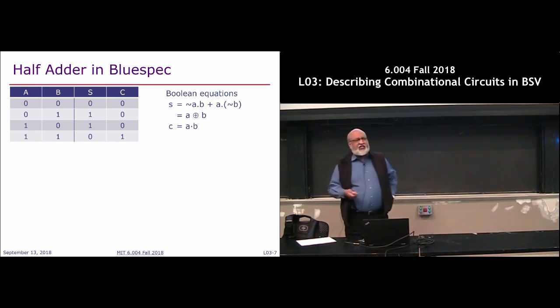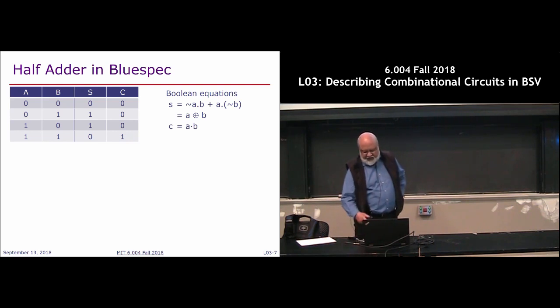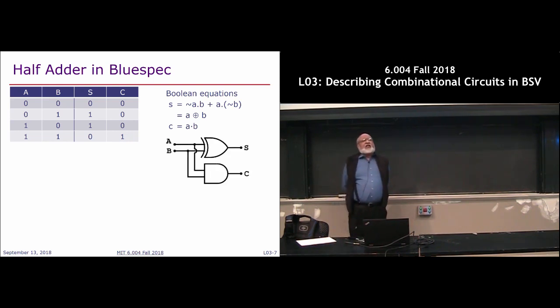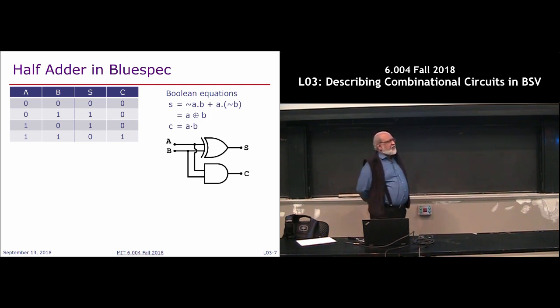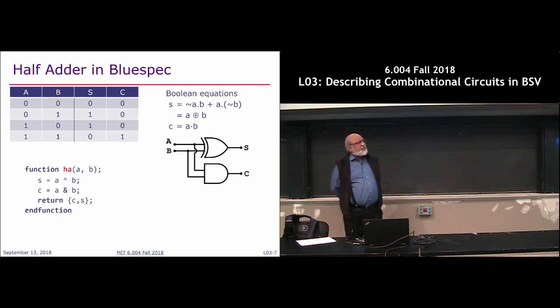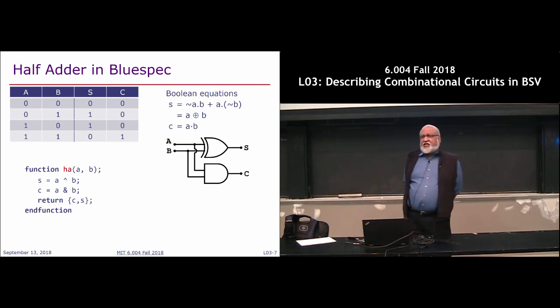But now where does BSV come into this? Where does BlueSpec come into this? So, you know how to realize this circuit. This is just exactly copying what is written in that Boolean equation over there. This notation, if you haven't seen it, represents an exclusive OR gate. Okay, so now this is how I want to write it in BlueSpec.